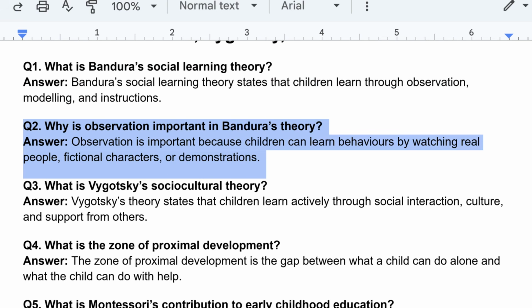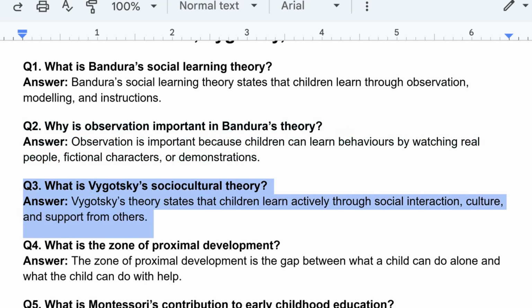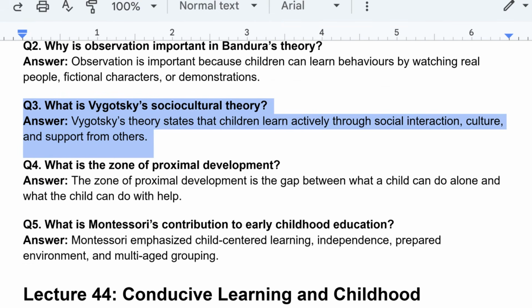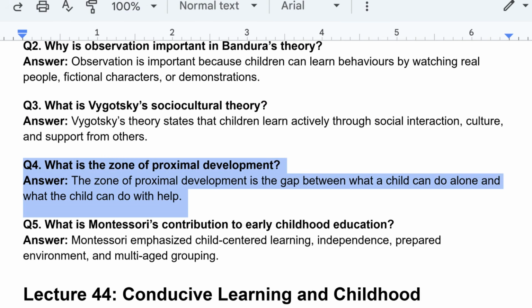Why is observation important in Bandura's theory? Observation is important because children can learn behaviors by watching real people, fictional characters, or demonstrations. What is Vygotsky's sociocultural theory? Vygotsky's theory states that children learn actively through social interaction, culture, and support from others.